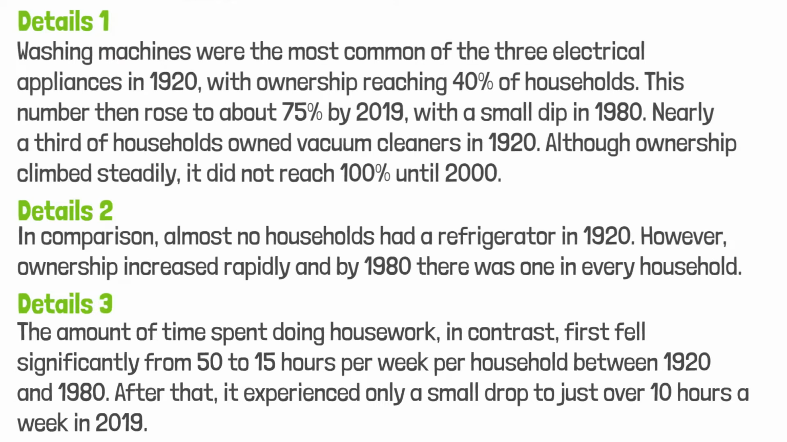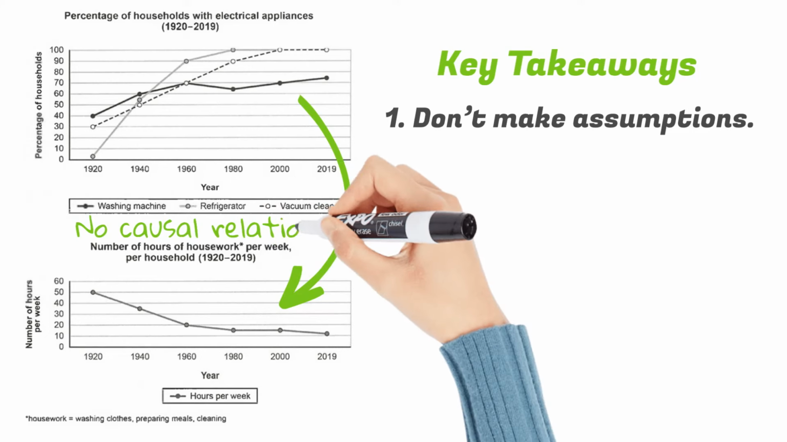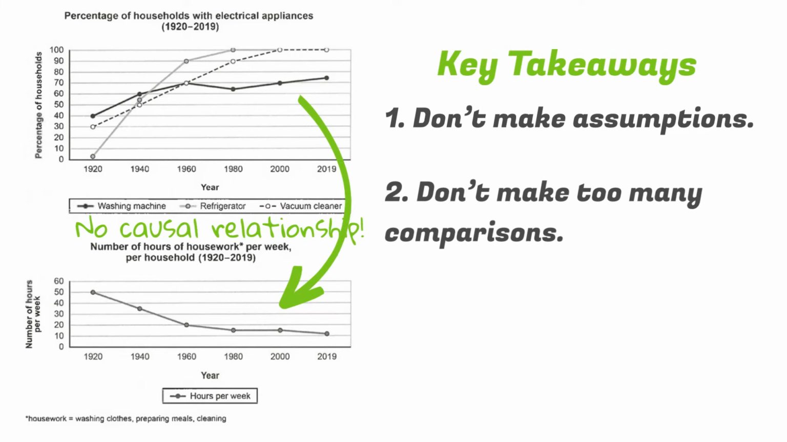And here are 3 key takeaways. Do not make assumptions. Do not assume that there is a causal relationship between the two graphs. Secondly, do not make a ton of comparisons. You need to be unafraid of letting go of less important features that will make your essay messy and too long. Lastly, don't mix together all the lines. Instead, report them one by one.